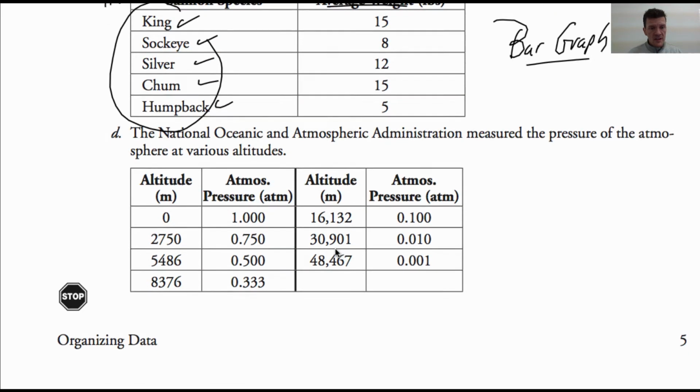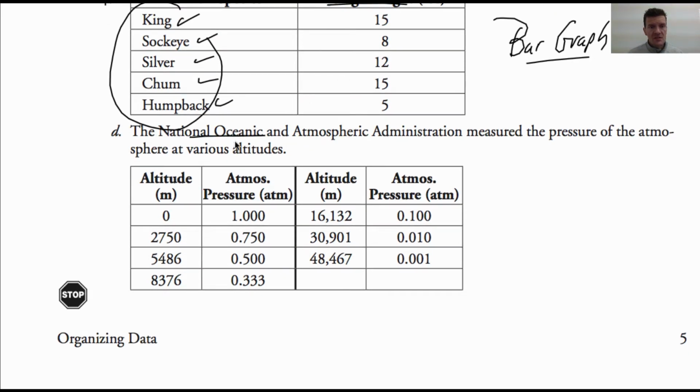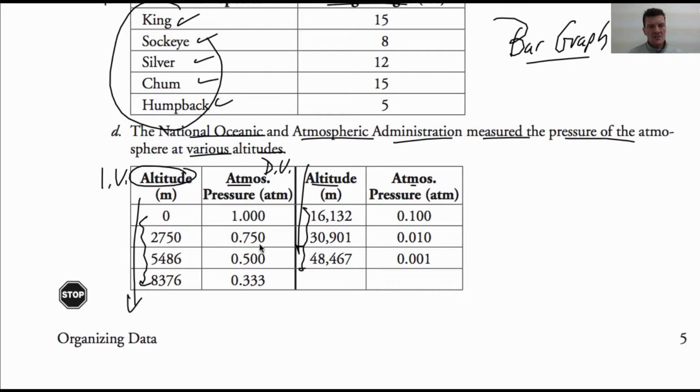D, we have here the National Oceanic and Atmospheric Administration measuring the pressure of the atmosphere at various altitudes. So you've got altitude, atmospheric pressure, altitude, atmospheric pressure. This just continues, by the way. This column then continues right here. Okay? And you'll notice that the altitude would be your independent variable, and it is increasing as we move down that column. And then the atmospheric pressure would be your dependent variable, and it is changing as the independent variable is altered. It's going down quite dramatically.